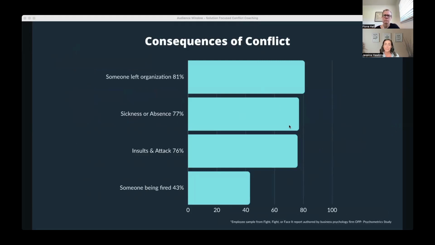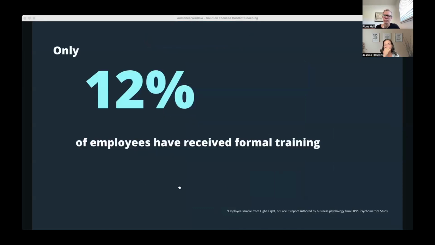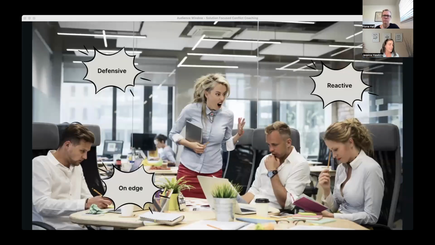Sickness or absences, people taking leave because they feel the workplace is no longer healthy for them, insults, attacks, or someone being fired. And shockingly, and I guess not super surprisingly, only 12%, this is what they found in their research study, of employees have actually received formal training. So I'm going to dive a little into the problem of that, only to show the effects that I see in the clients I'm working with.